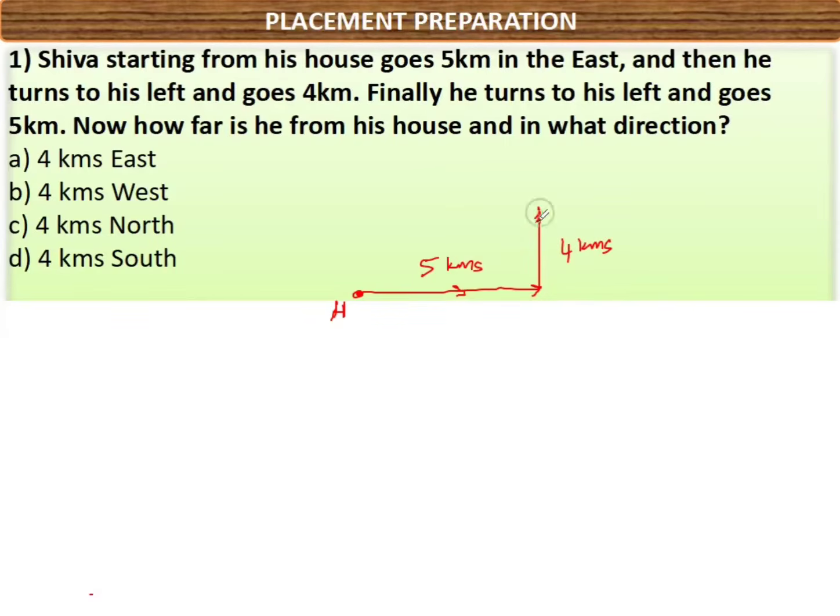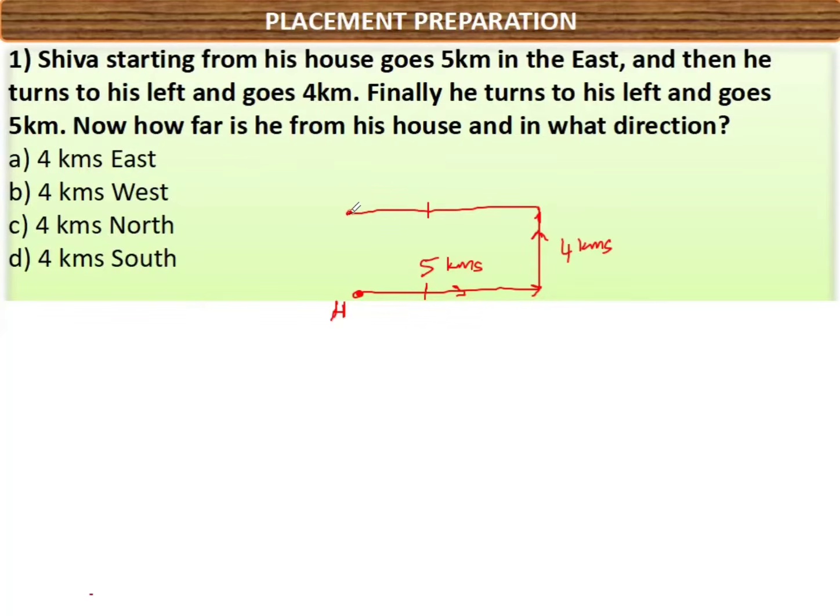As we have discussed in the previous video, minimum common sense: if 5 kilometers is this much, 4 kilometers should be a little less than that. Finally, he turns to his left. He is going like this. His left is this side, and he goes 5 kilometers. Observe, this is 5 kilometers and this is also 5 kilometers. Both should be the same. This is the diagram. I hope you don't have any doubt in the diagram.